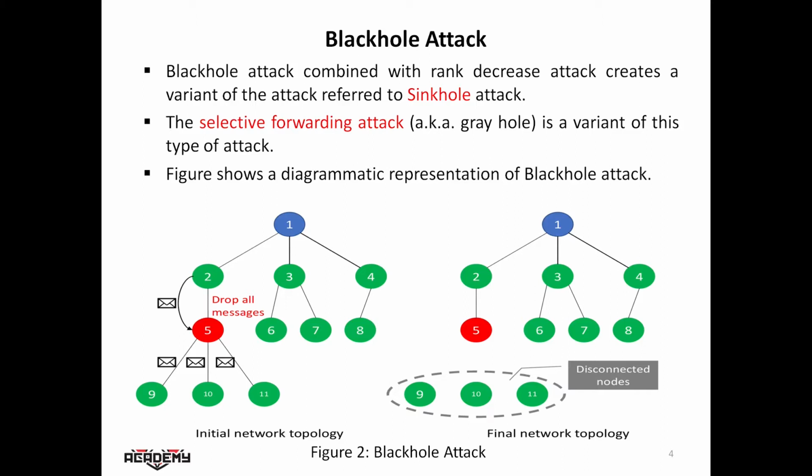Also, if node 2 aims to send its packets in the downward direction, you can see node 2 is trying to relay packets to one of the nodes, either node 9, 10, or 11, in a downward direction. But node 5 will refuse to forward the packet to the appropriate recipient, thereby isolating node 2 from communicating with nodes 9, 10, and 11 in the network. And this is the final network topology. As we can see, node 9, node 10, and node 11 have been disconnected from the network because they can't have their packets transmitted to the root node.